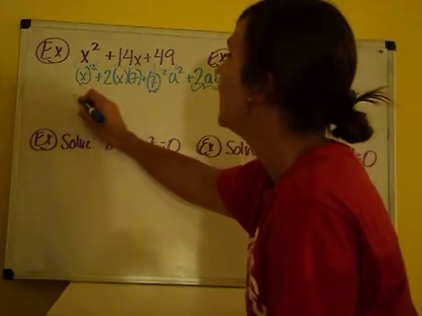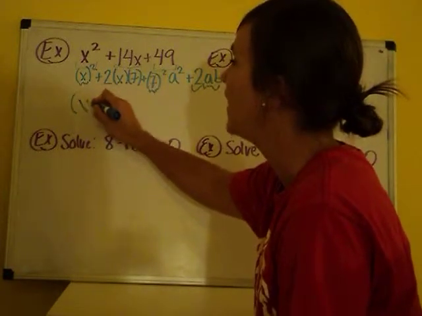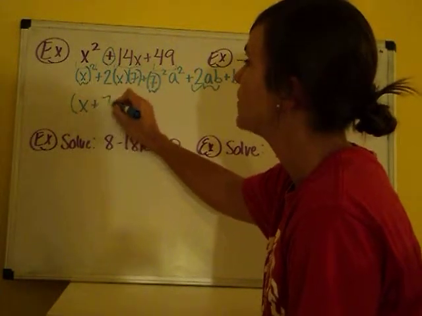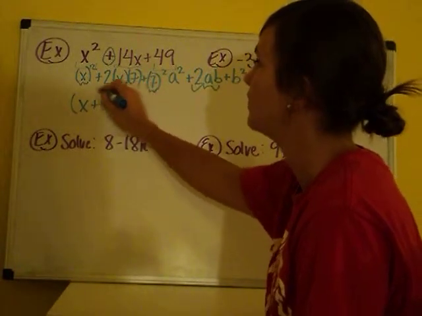So, I know that I'm going to have my a plus, because this is a plus sign, plus my b squared.